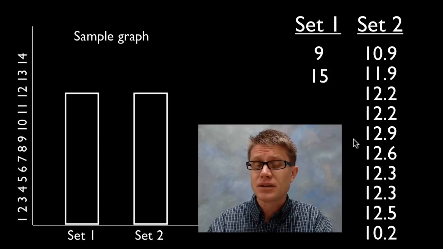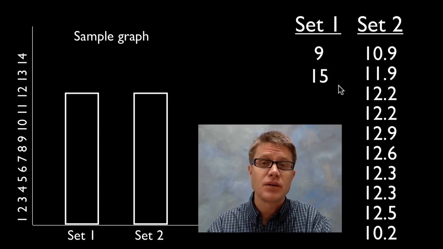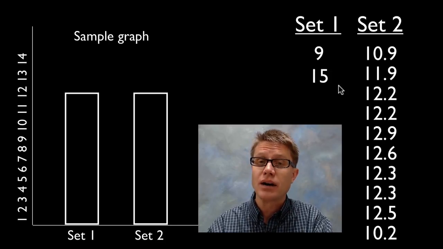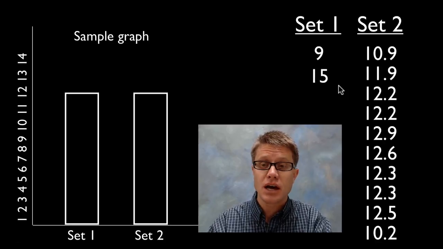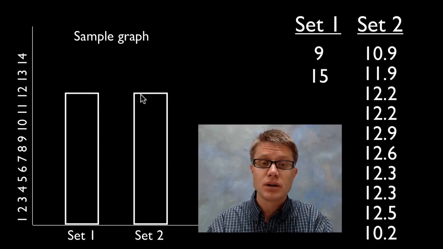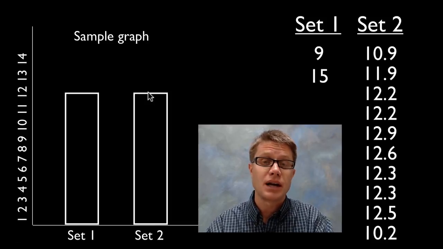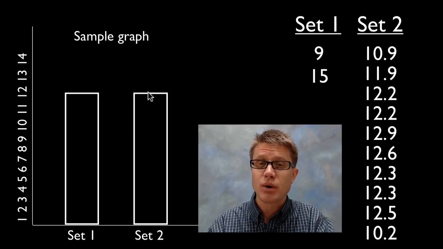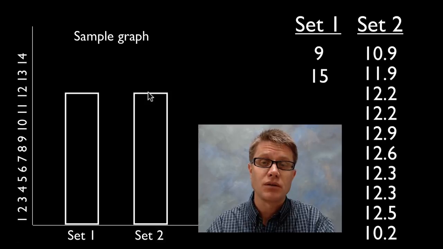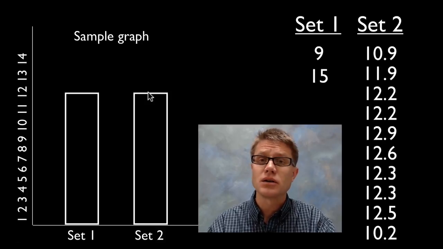But if I were to graph these two data sets, simply showing the mean or the average of the data, both of them would be 12. And so if I had a bar graph, it would look like this for both data set 1 and data set 2. You should never use a bar graph to represent a lot of data unless it has error bars on it.